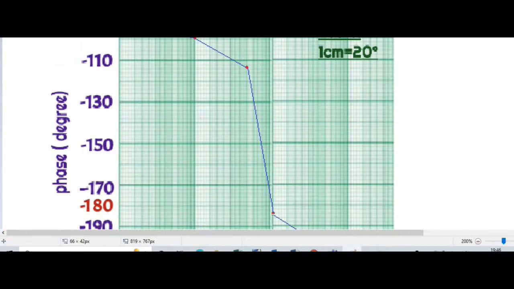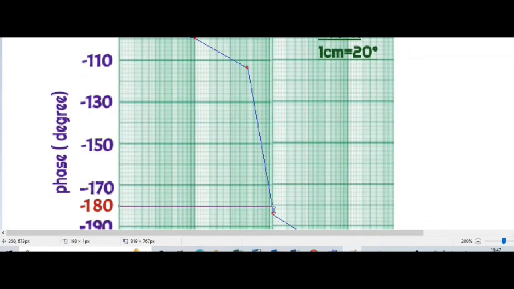Now the main important thing is how to show gain margin and phase margin. So from the phase plot, we will first draw one horizontal line from minus 180 degree. This is the first step. I will use a different color to show the line. At minus 180 degree, we have to show one horizontal line, and that will cut this phase plot at a particular point.